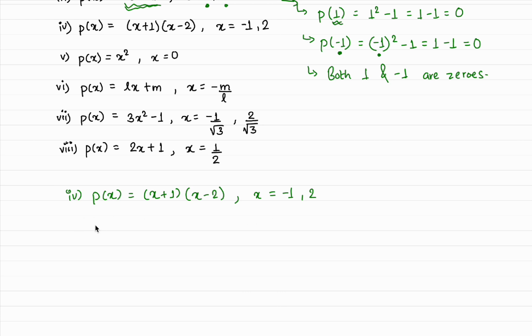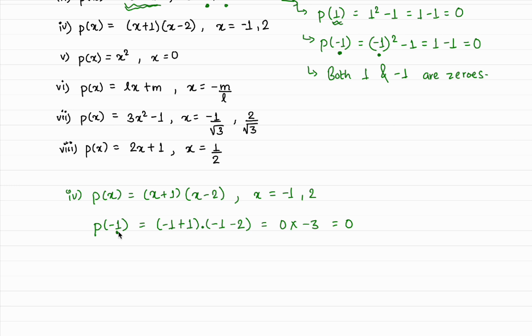So first, let's try -1. Instead of x, you just put -1. And you have x is -1 plus 1. Again, x is -1 minus 2, which equals -1 plus 1 is 0. When there is nothing between them, there is multiplication, right? And -1 minus 2 is -3. 0 times -3 is 0.